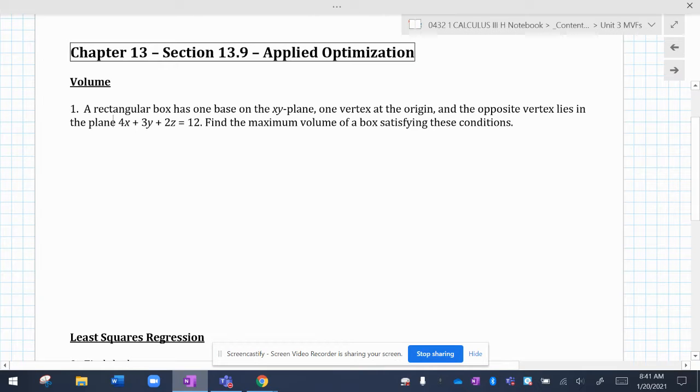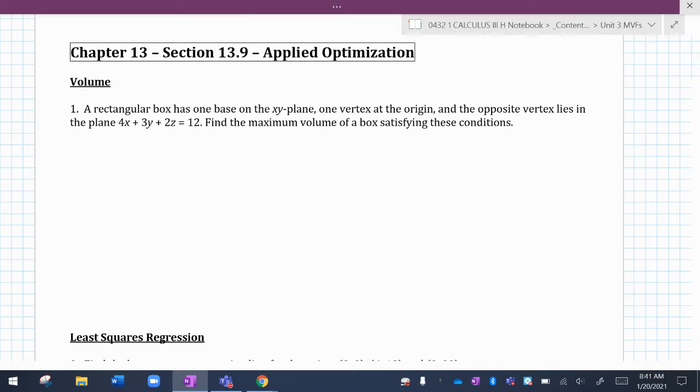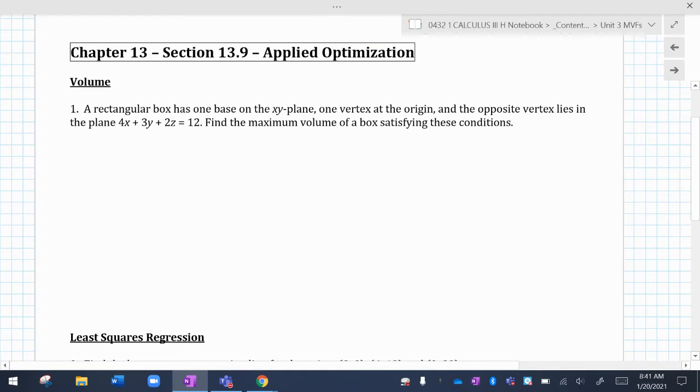Hello, Calculus 3 kiddos. Today we are going to do applied optimization, which is finding relative or absolute extrema, but in context. We're going to start with a geometric interpretation, and then move into statistics. Because I've got to be honest, statistics wouldn't exist if it weren't for calculus to back it up. We'll get to that in a moment.